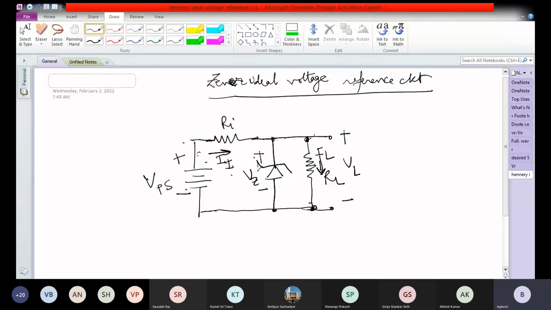So the function of this Zener diode is what? To maintain constant output voltage VL as much as possible. Okay, so this is IL. To maintain as much constant output voltage VL when the load resistance RL varies or the supply voltage VPS varies over a particular range. Over a particular range, if RL varies or if VPS varies, the output voltage VL should be held constant.